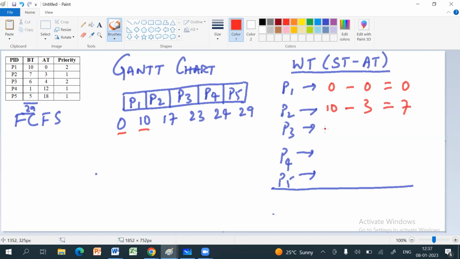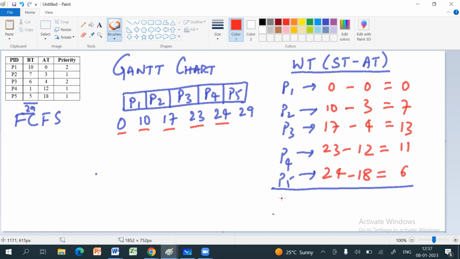equal to 7. Then followed by P3, started at 17. So 17 minus the corresponding arrival time, which is 4, equals 13. Followed by P4, started at 23. 23 minus the arrival time 12, equal to 11. Followed by P5, started at 24, minus the arrival time 18, which is equal to 6.